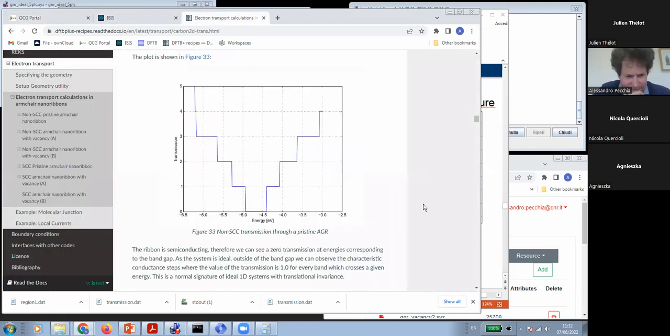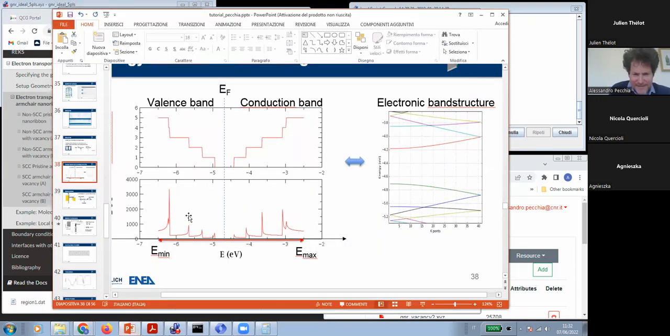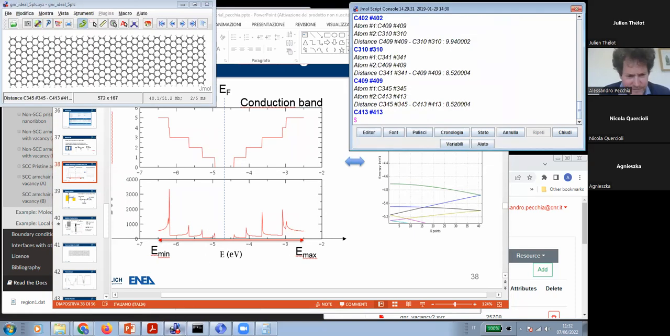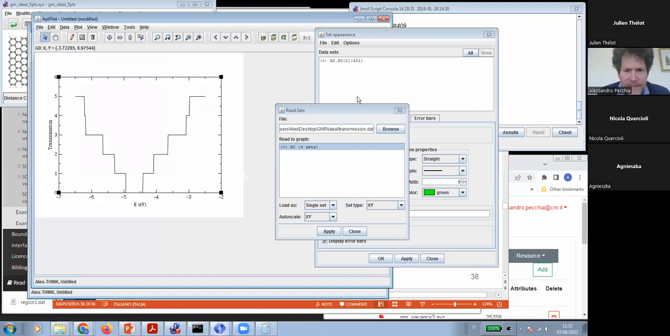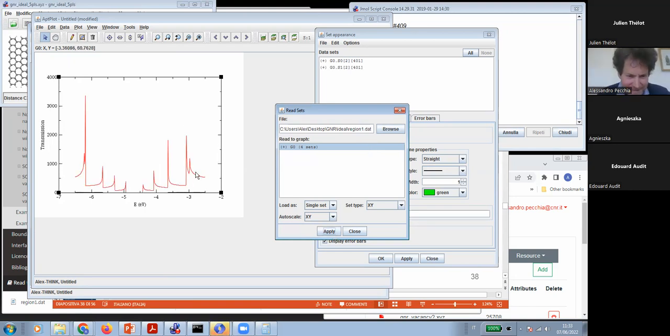Okay, and the other important ingredient we have calculated here is also the density of states. Okay, that we can say we can load it. Maybe we can load it somewhere else. Let me open a second session. We can open now the file is called region one, because if you project in several regions, you have a region with all the label. Region one dot dot. And yeah, of course, this is much higher than the other.